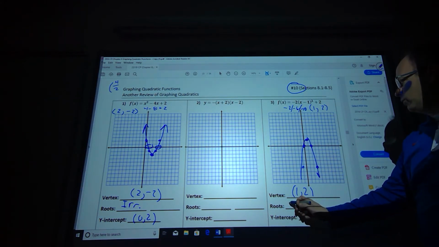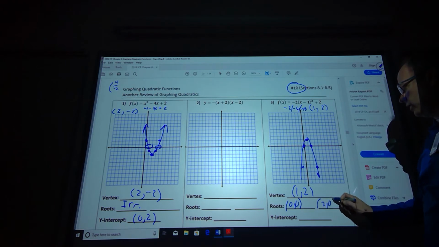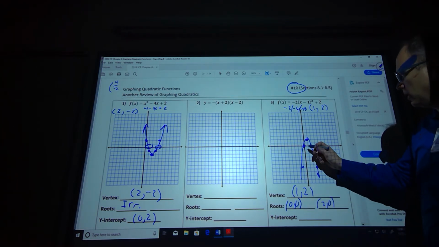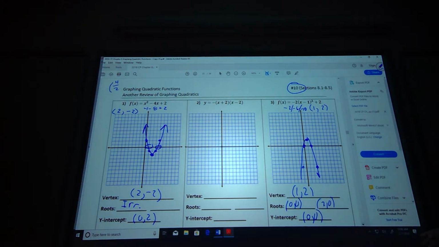Looks like we do have roots. We have a root at 0, 0, and we have another root at 2, 0. That's where it crosses the x-axis. The y-intercept is also at 0, 0. That happens to be coincidental.